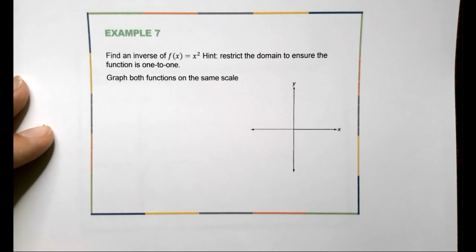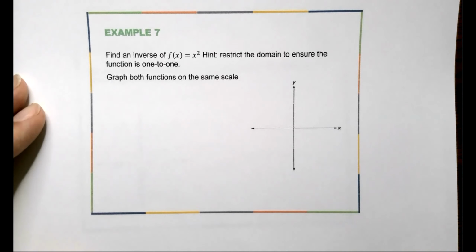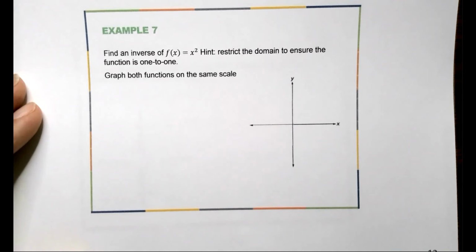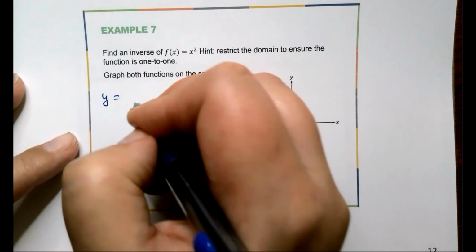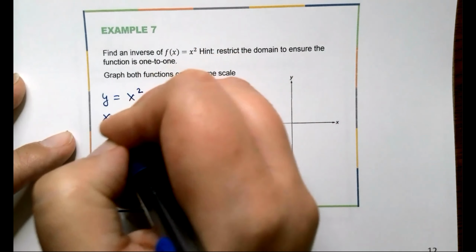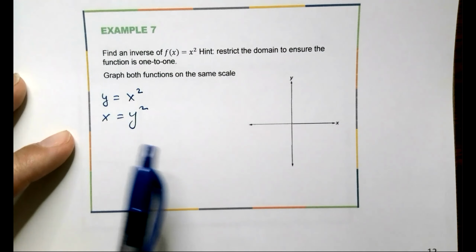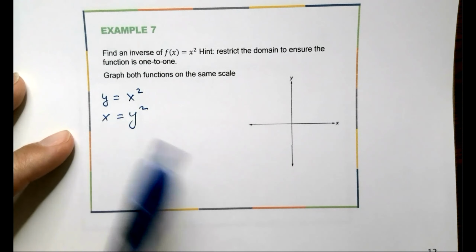All right, so for example 7, it says find an inverse of f of x equals x squared, and graph both functions on the same scale. I think I already did it in previous videos, but that's fine. Okay, so we have y equals x squared, and now switching the places and solving for y. So in order to unsquare y, we need to take a square root, right?